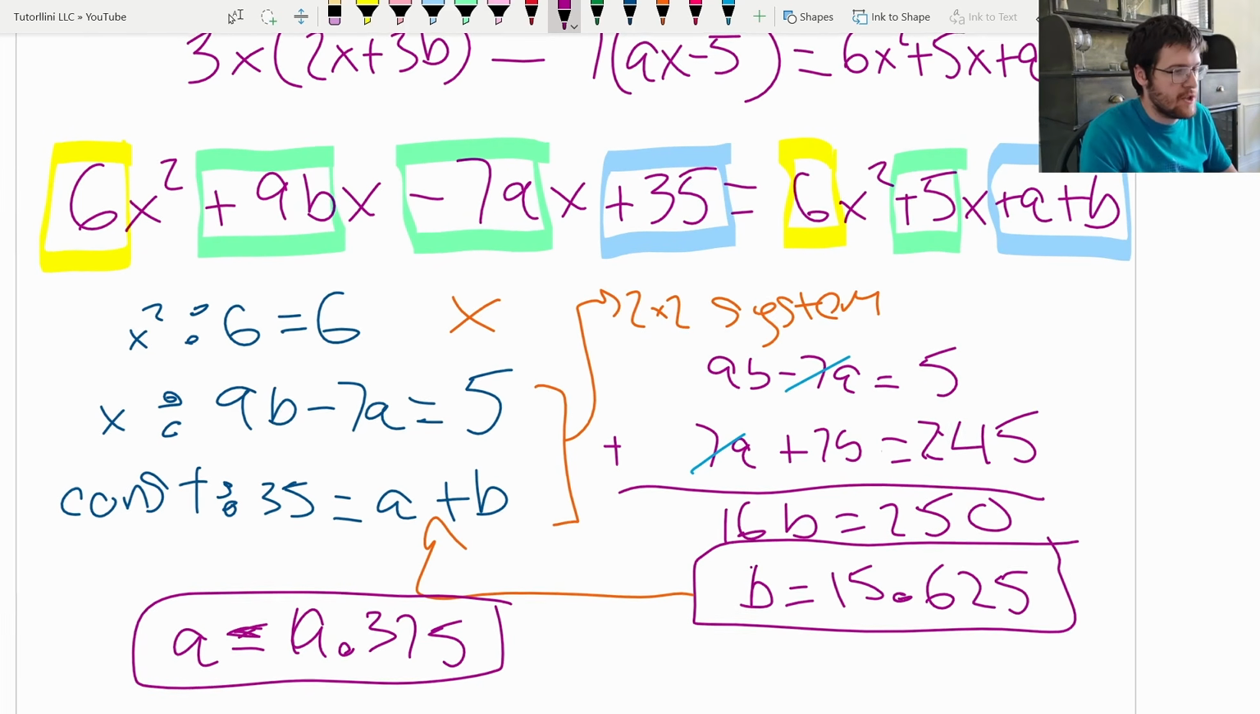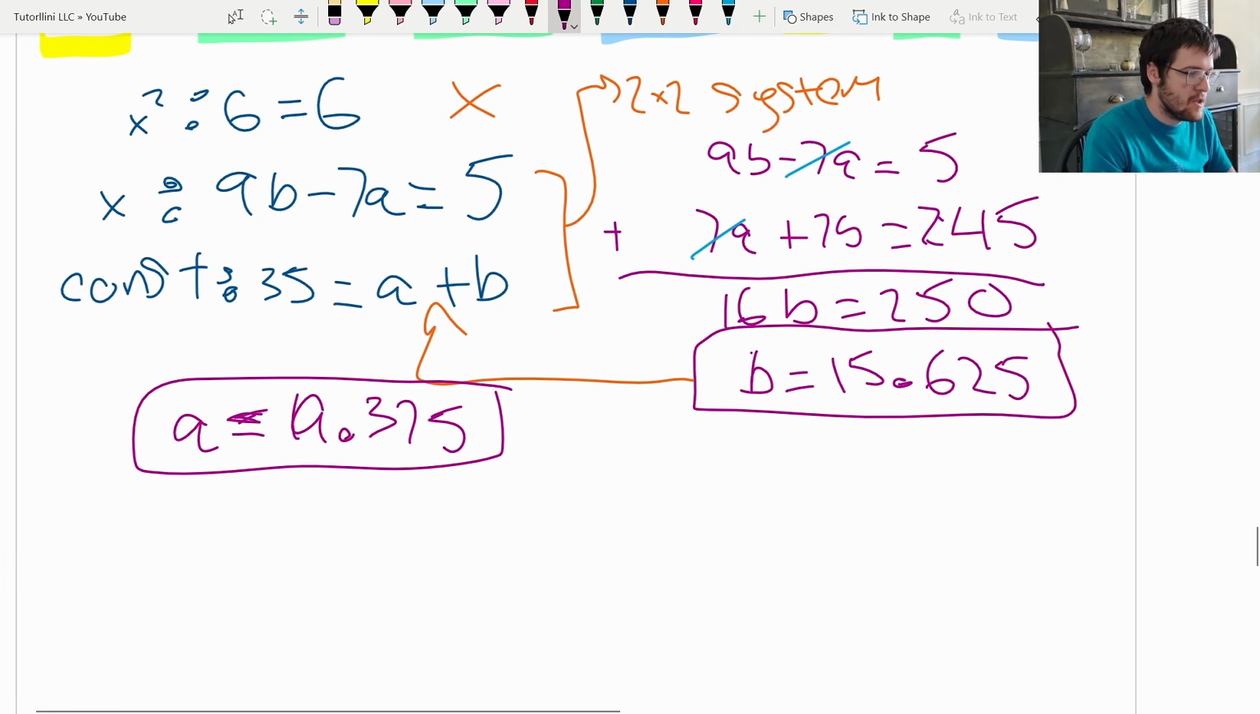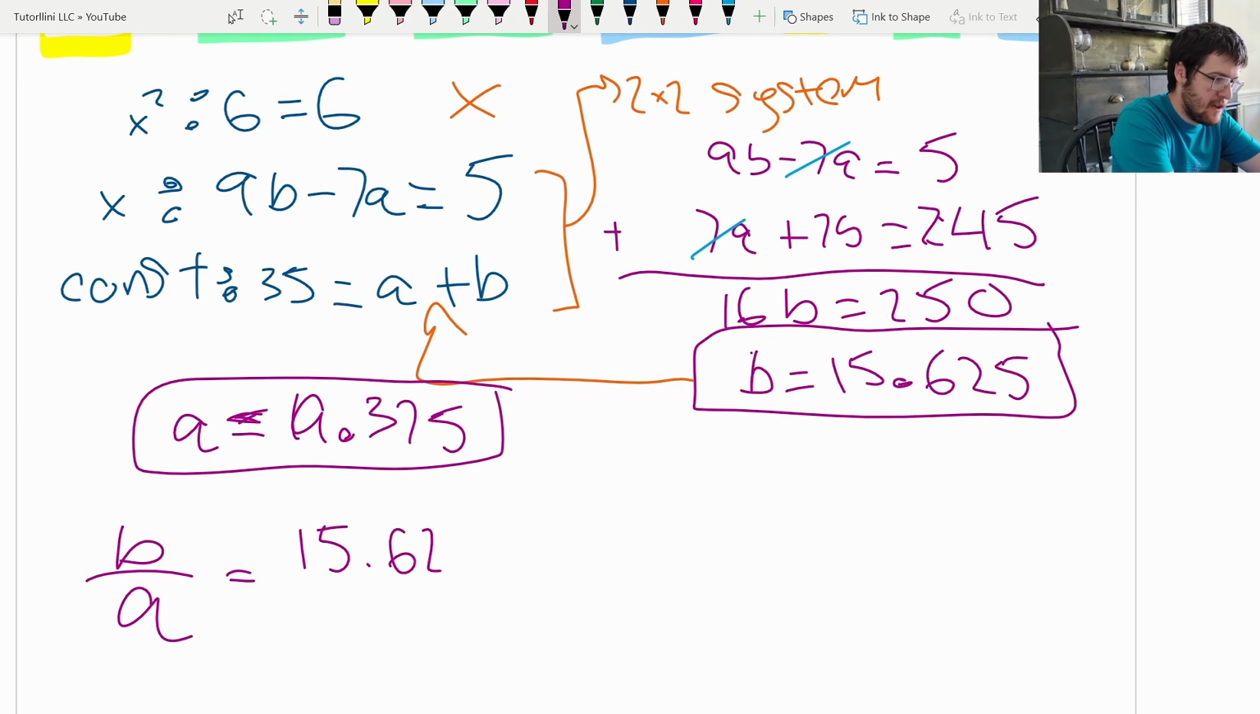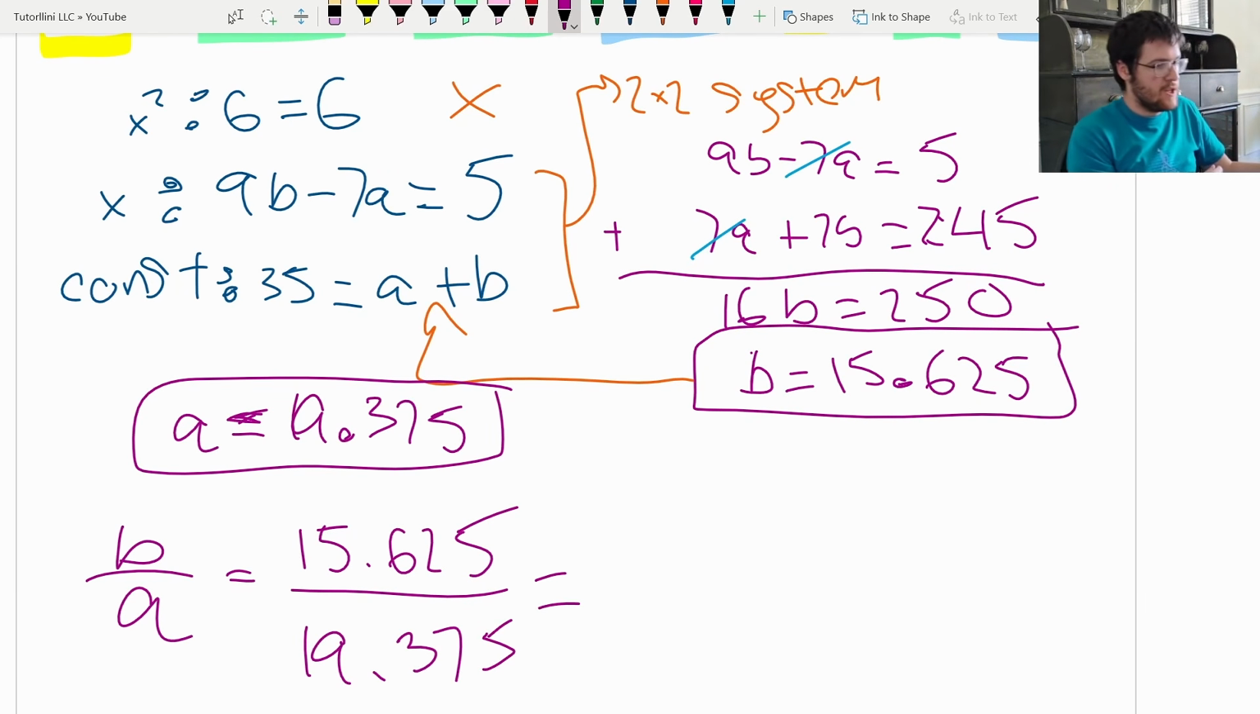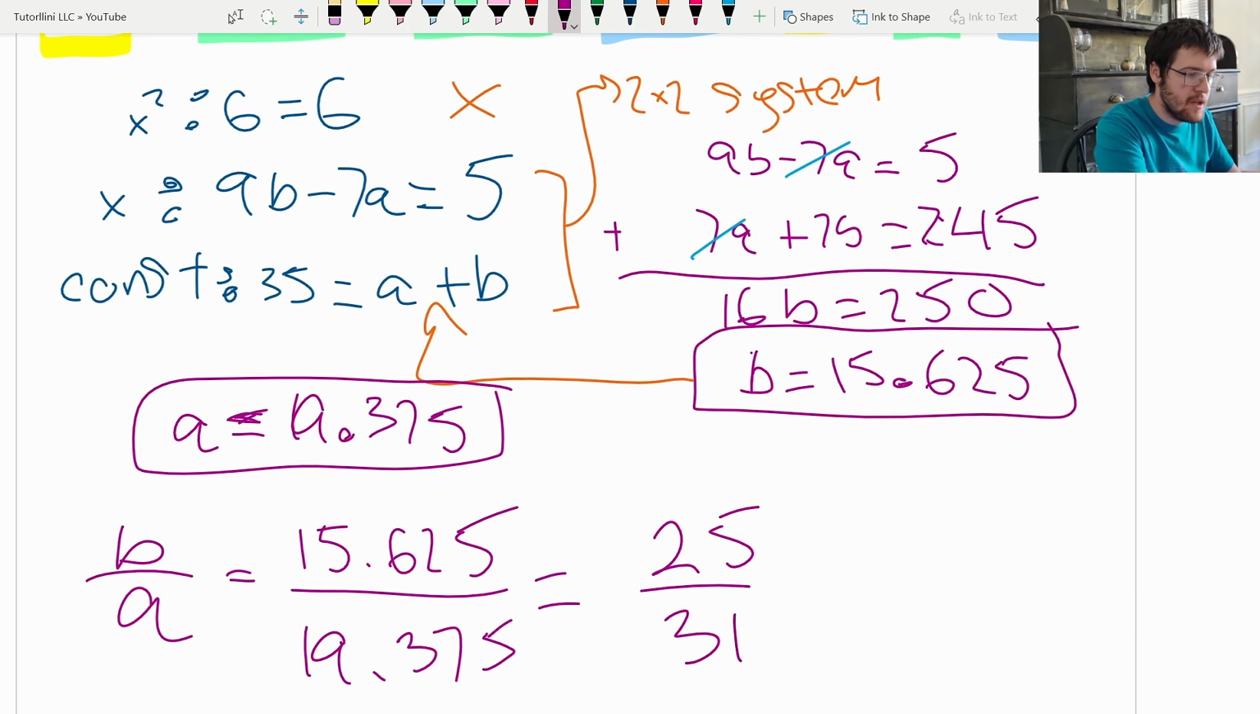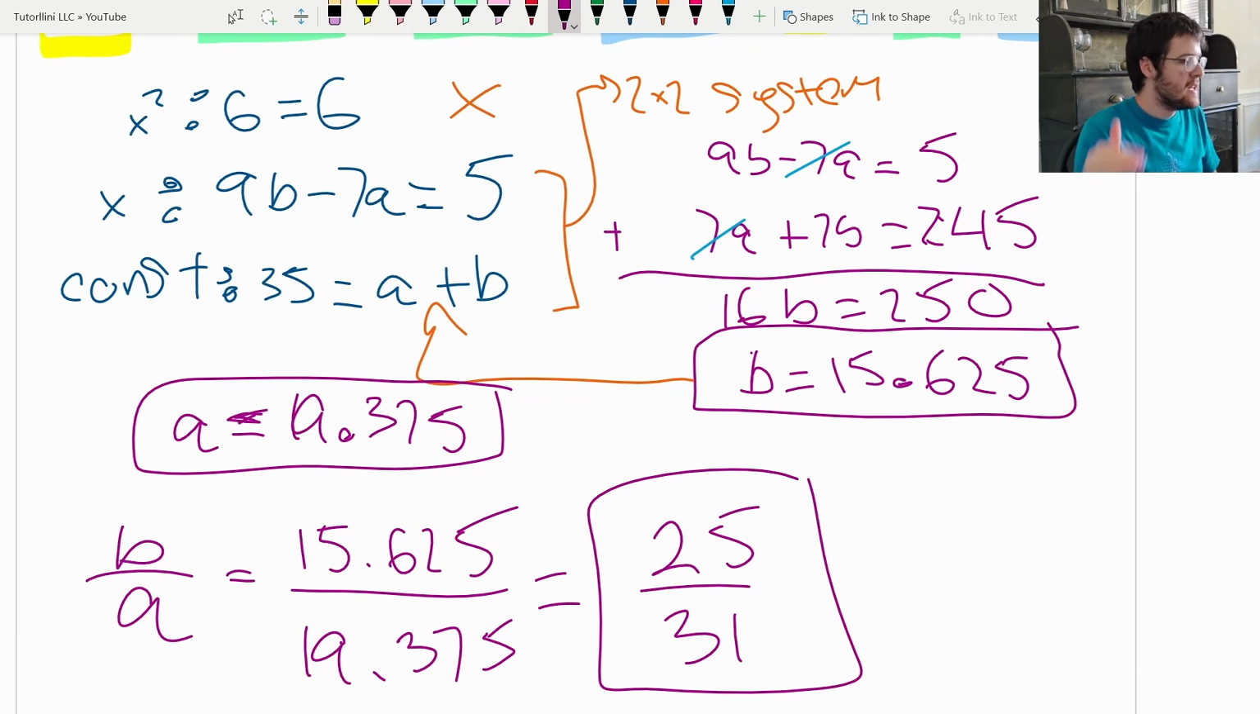And I believe the question wants b over a. So we're going to do b over a equals 15.625 over 19.375. I'll just do that on a calculator. 15.625 over 19.375. And I am getting 25 over 31. And that is the answer. Let's go to Desmos and verify that we did it correctly.